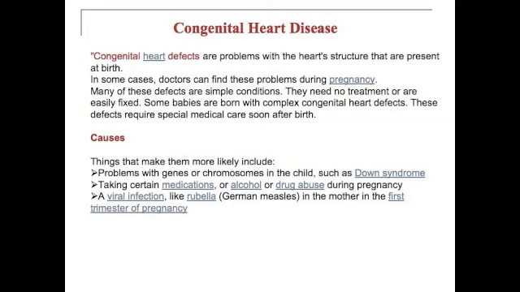Things that make them more likely include problems with genes or chromosomes in the child, such as Down syndrome, taking certain medications, alcohol or drug abuse during pregnancy, viral infections like rubella in the mother during the first trimester of pregnancy.